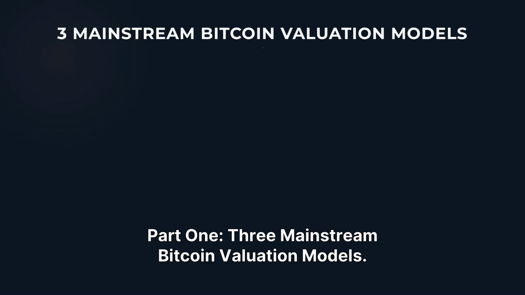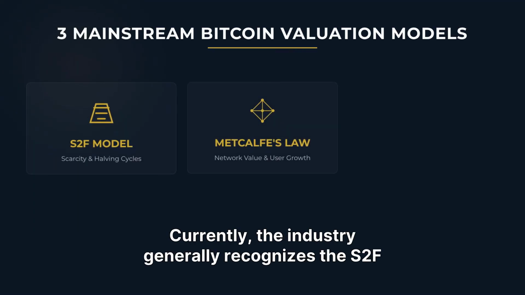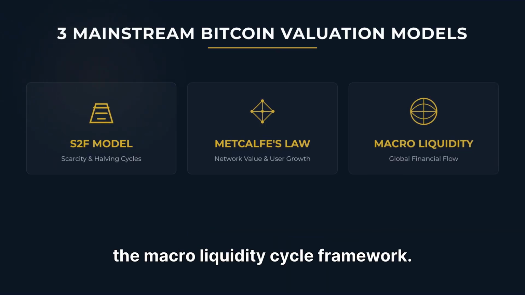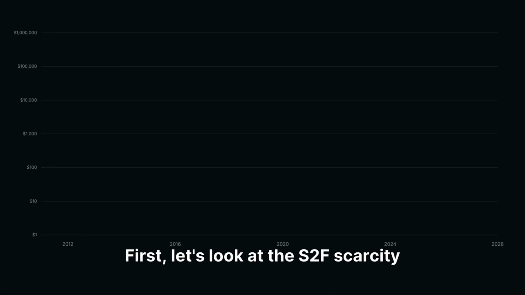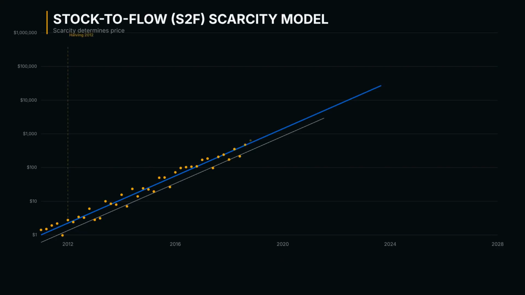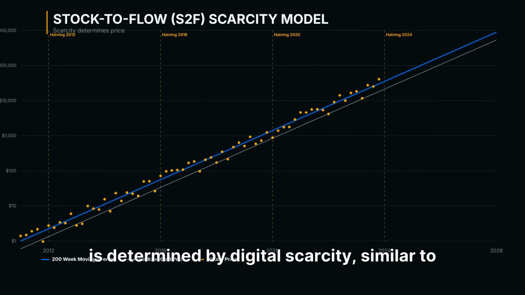Part 1. 3 mainstream Bitcoin valuation models. Currently, the industry generally recognizes the S2F model, Metcalfe's Law network value model, and the macro liquidity cycle framework. First, let's look at the S2F scarcity model proposed by analyst Plan B. The core logic is that Bitcoin's price is determined by digital scarcity, similar to gold.